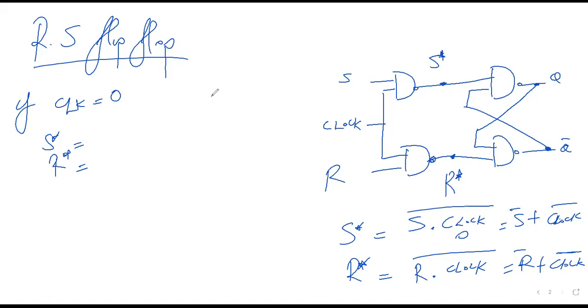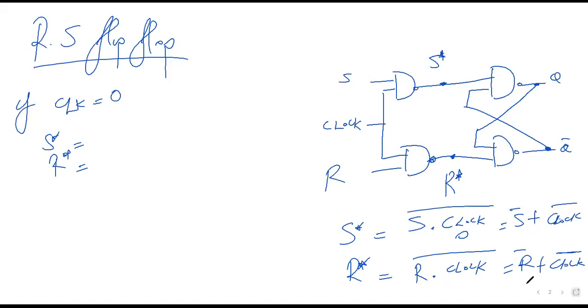Isn't it S bar? It's not S bar. Isn't it S bar plus 1? Yeah. Logic design was sharing. 0. This type is 1.